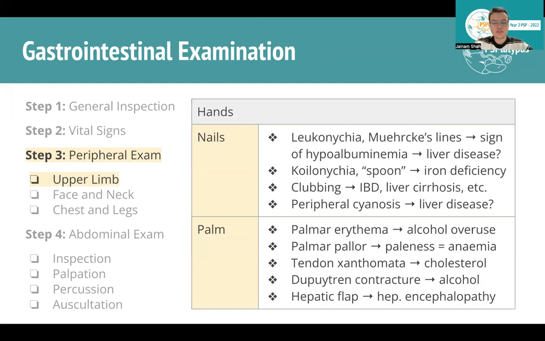You also have koilonychia, which is your spoon-shaped nails, and that's a classic sign of iron deficiency, which is important when it comes to anemia.